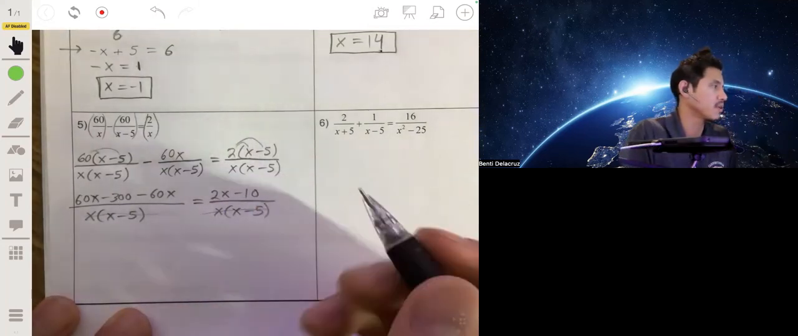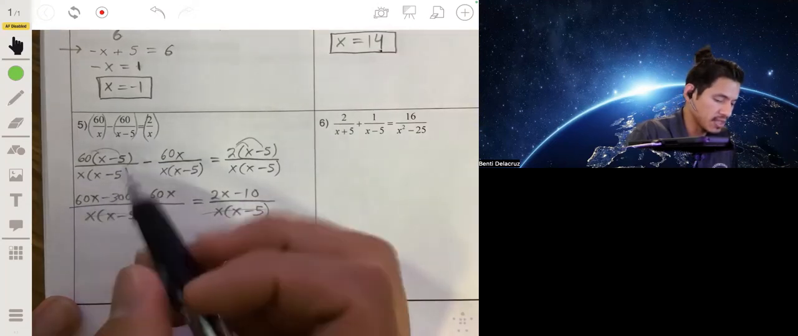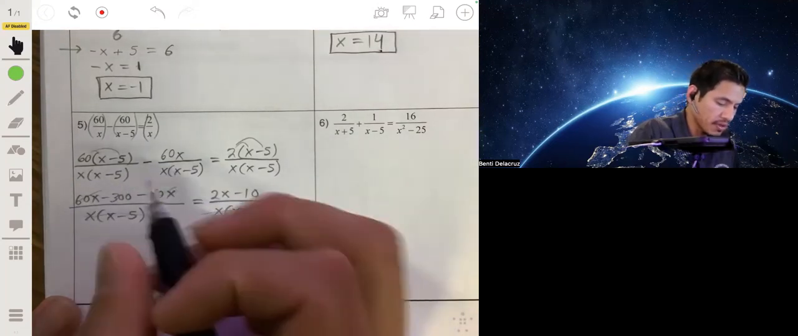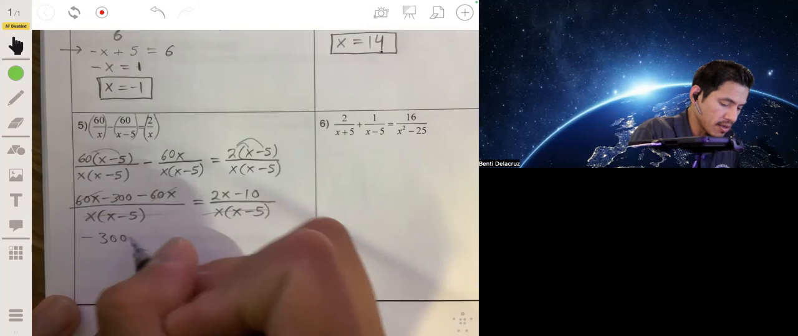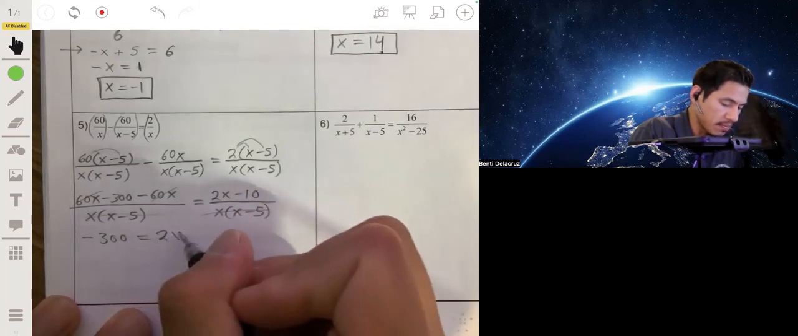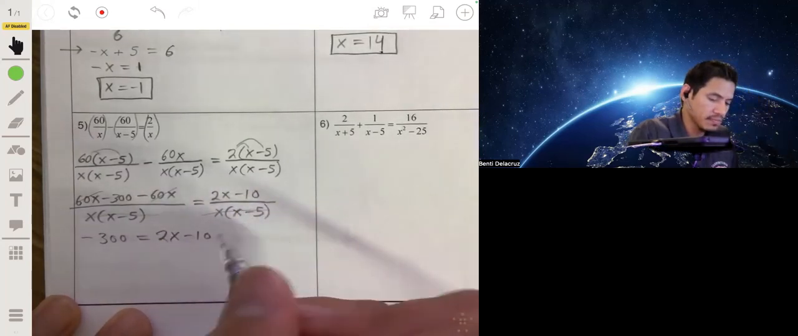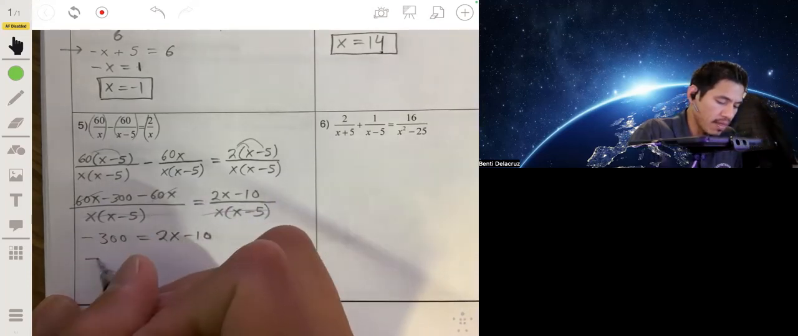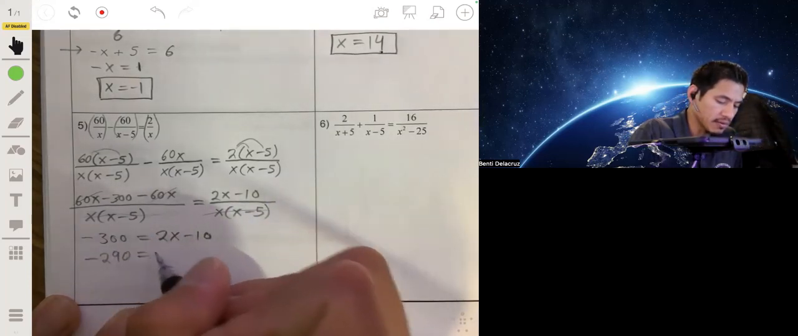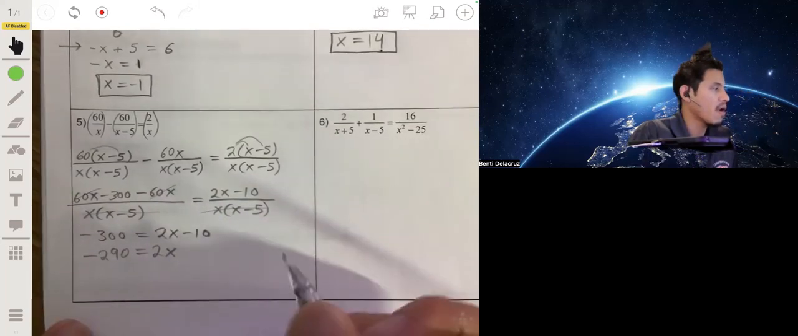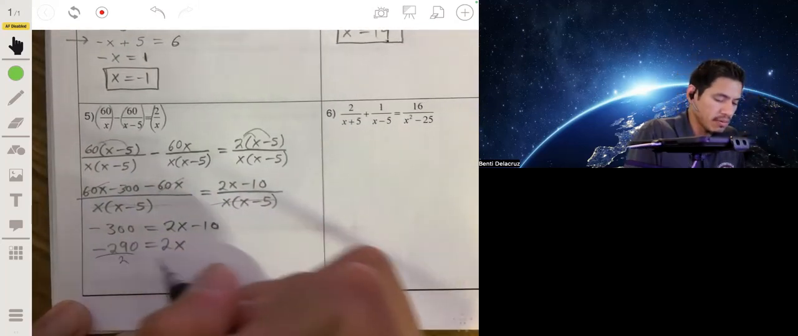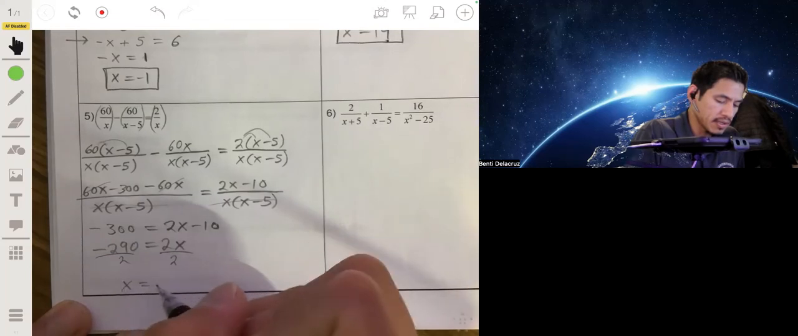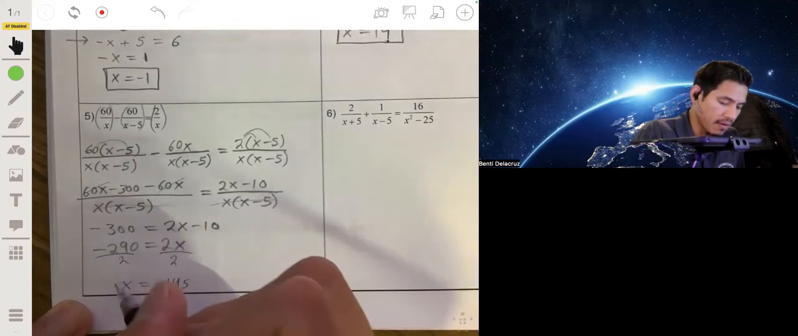So now we just have a simple linear equation. These 60x's cancel, so we're going to have negative 300 is equal to 2x minus 10. Add 10, and we're going to get negative 290 equals 2x. Divide both sides by 2, and we'll get x is negative 145.